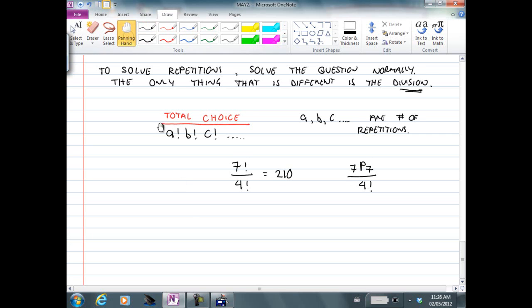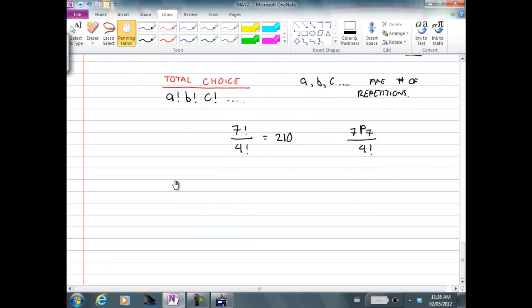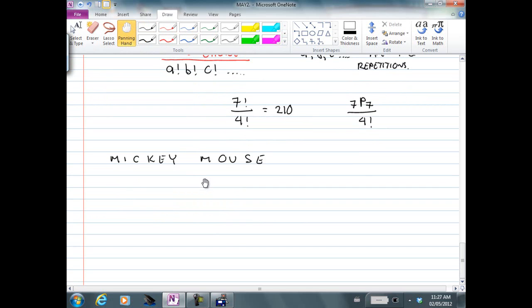Try this one. Your word is going to be, and you need the number of repetitions. Your word is MICKEYMOUSE.